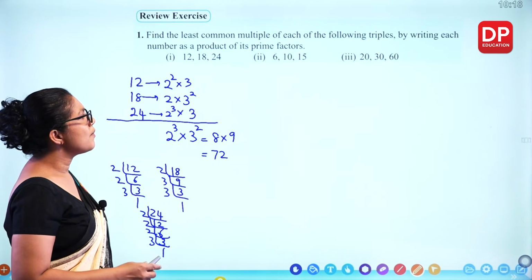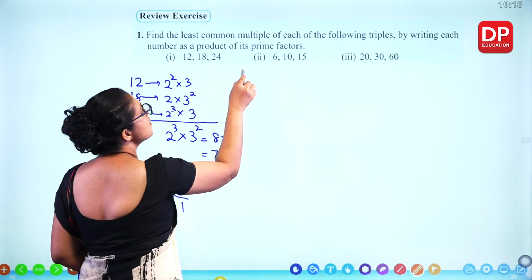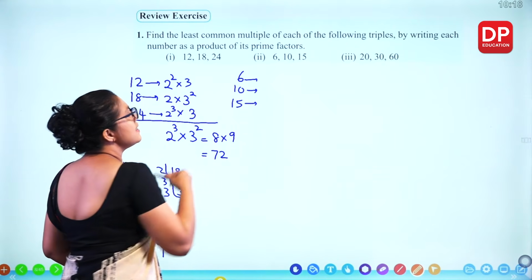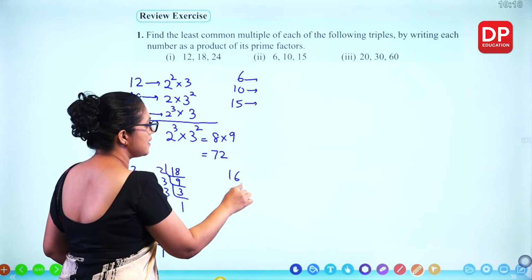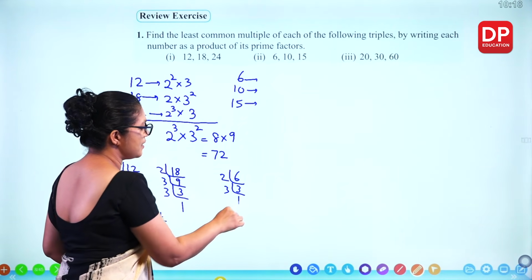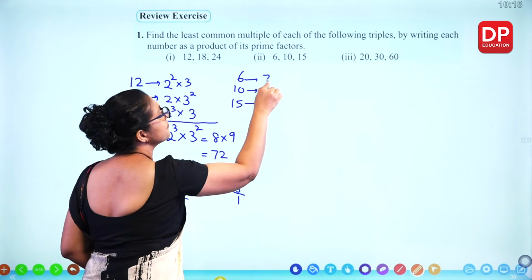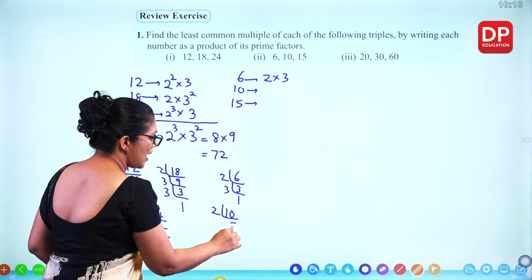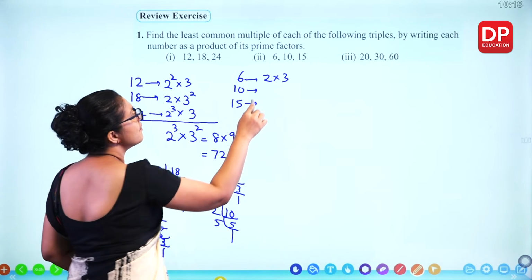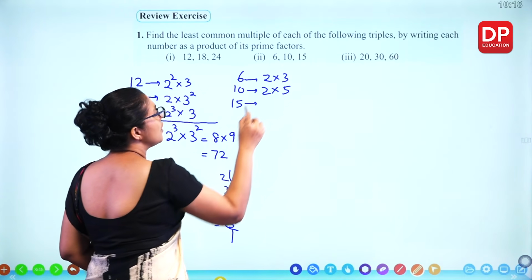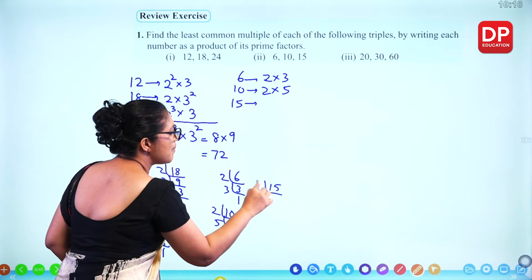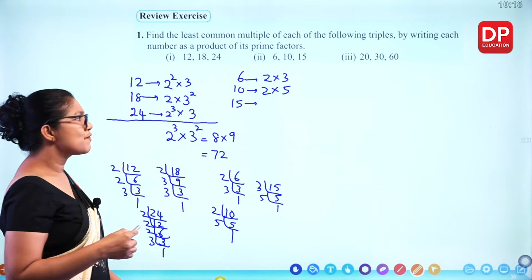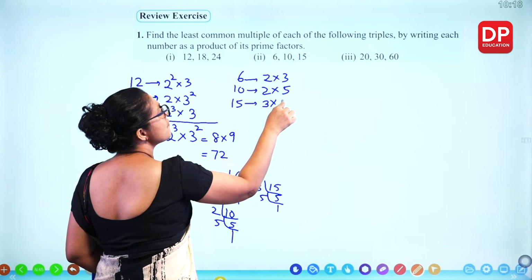Now we'll take the second one, 6, 10 and 15. So here we need to find out prime factors for these three numbers. So what is 6? Divide by 2 and divide by 3 again. So 2 times 3. What about 10? 10 you can write 2 times 5. What about 15? Divide by 3 and divide by 5 again. 3 times 5.